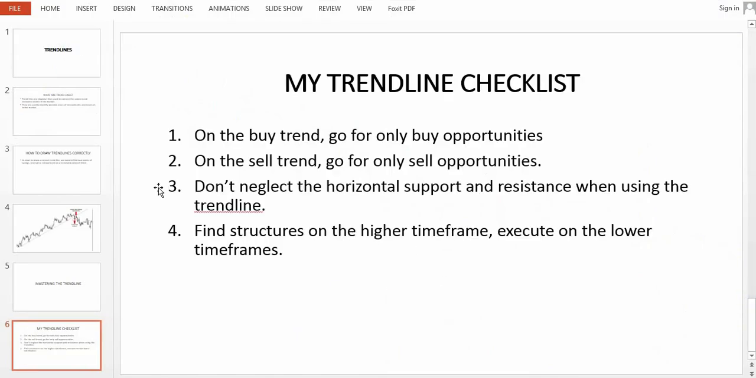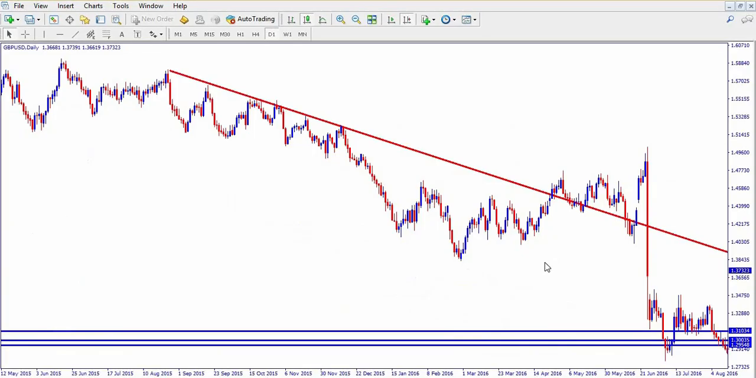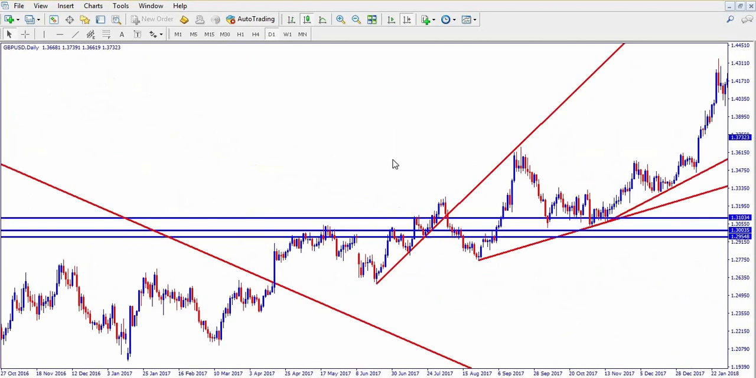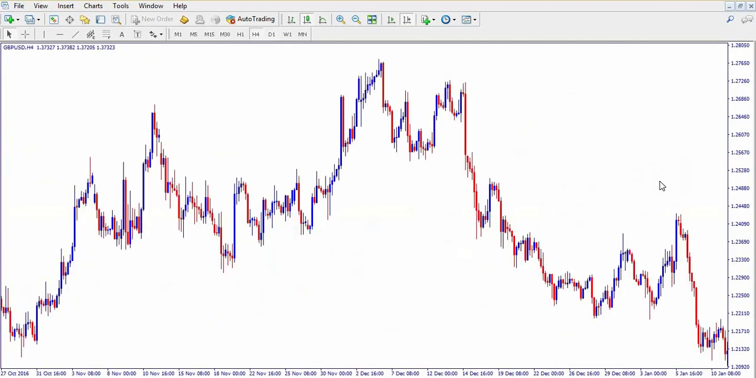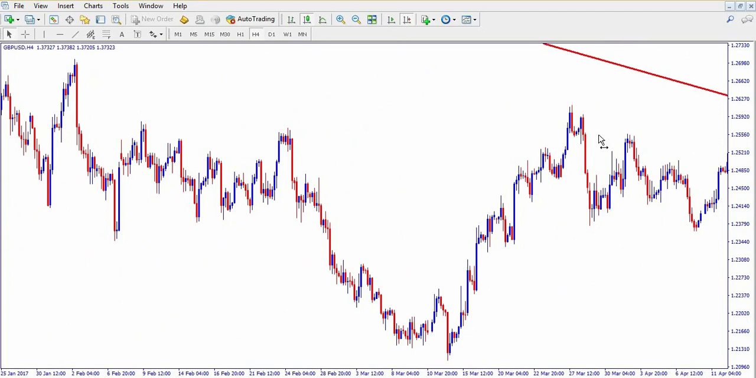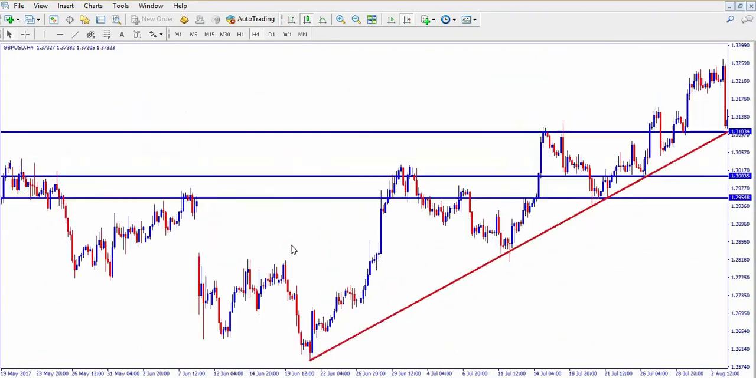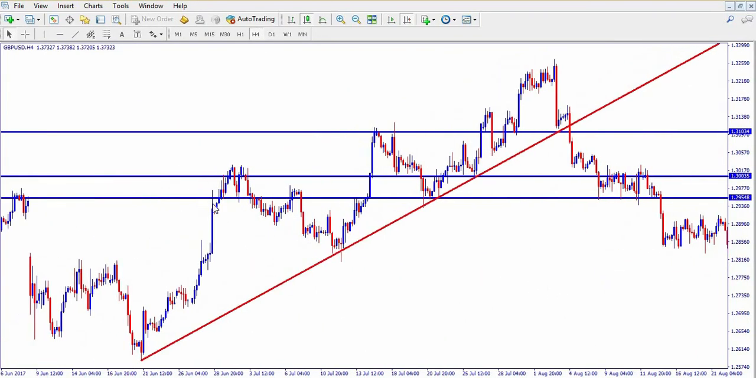Number three, don't neglect the horizontal support and resistance when it's in the trend line. Please, very, very important. Don't make that mistake. Now, look at these.